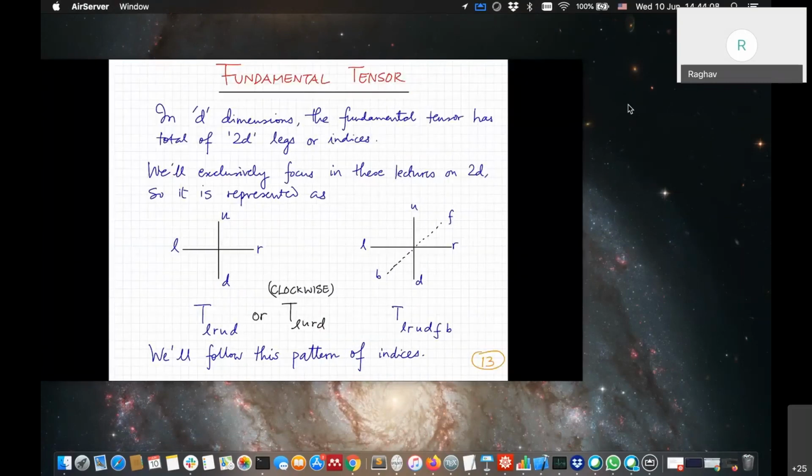Okay, so now I have 15 minutes left, so maybe I'll finish in time, at least where I intended to finish today. So we come to this idea of the fundamental tensor. The idea of the fundamental tensor is that in classical D dimensions, we are on a Euclidean lattice in D dimensions. The fundamental tensor has a total of 2D legs. It's just because of left, right, up, down, or top, bottom. So if you're in 3 dimensions, there are 6 legs. So it's like 2D. So for example, let's take a 2-dimensional fundamental tensor. It will have 4 legs.